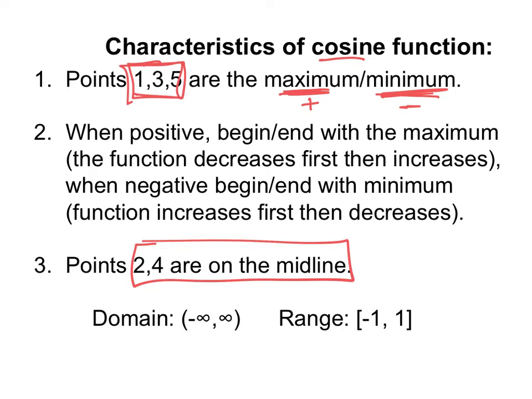So when it's positive, you begin and end with the maximum. When it's negative, you begin and end with the minimum. And then you can see when the function increases or decreases first, but it's going to be pretty self-explanatory because you have to go the opposite way. Your domain and range are currently the same. Of course, that will change with transformations.